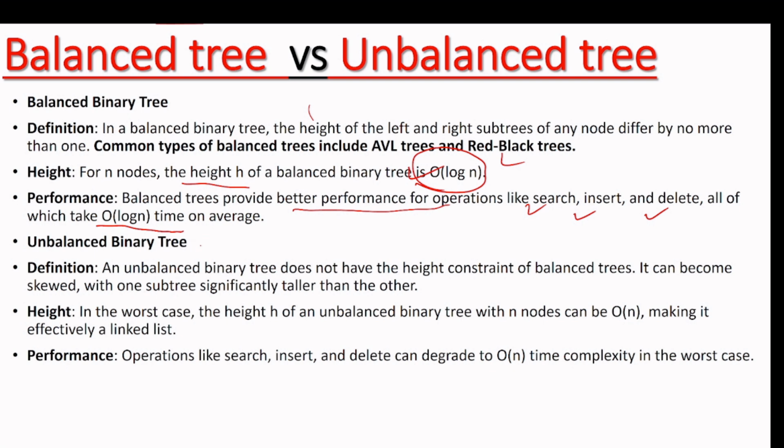And if you talk about the unbalanced tree, it does not have a constant height, as we have gone through in a big scope. It can become skewed, with one subtree significantly larger than the smaller one. In the worst case, the height h is unbalanced, so it will go to O(n) time, as I showed you. So operations like search, insert or delete will give O(n) time complexity in the worst cases.